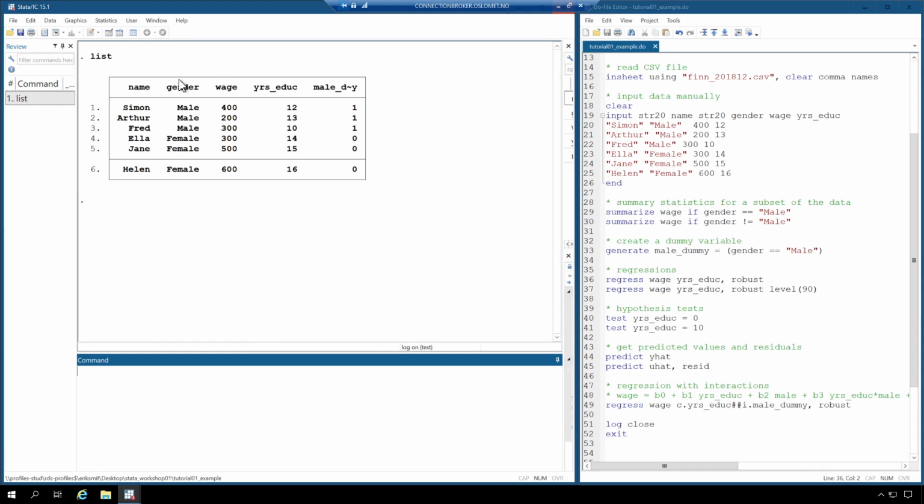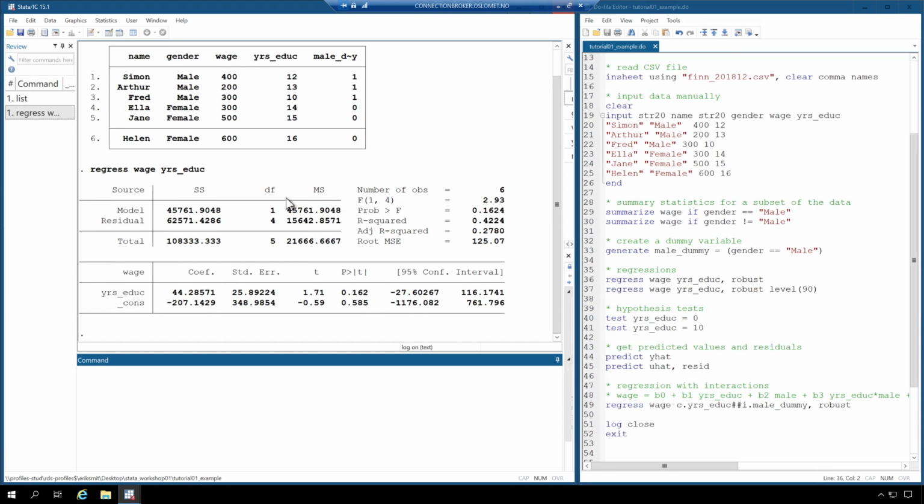Let's say that this is our data structure where we have name, gender, wage, years of education, and a male dummy. What if we would like to explain wage by using the number of years of education? Then we can use the regress function, and our y variable is wage and our x variable is years of education.